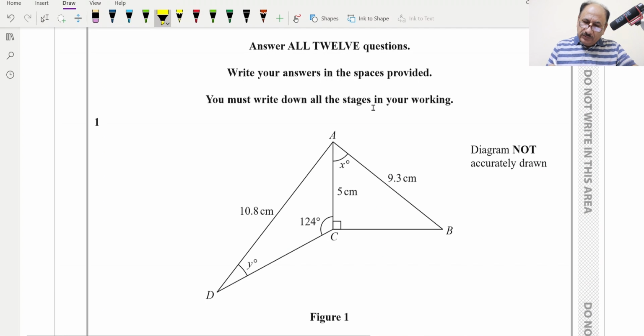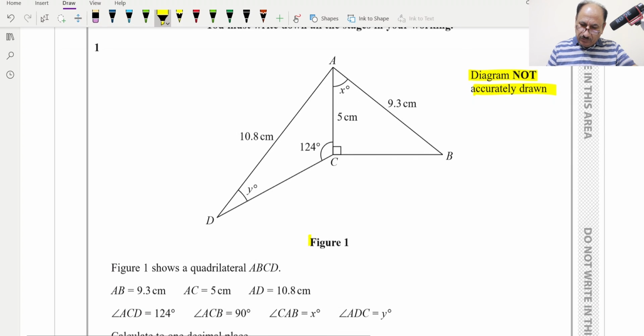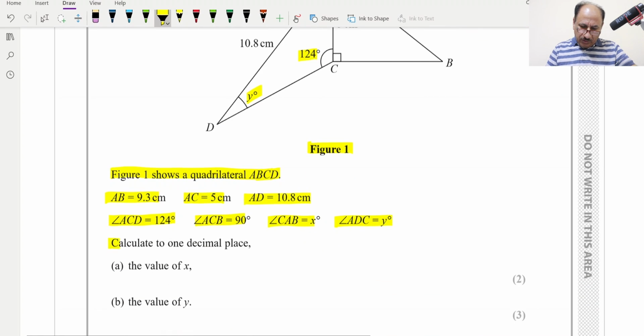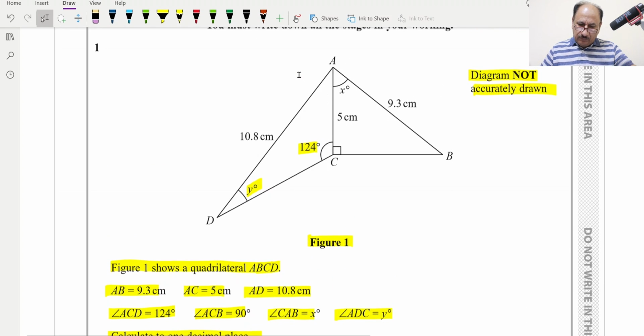Question number 1 has a diagram which is not accurately drawn, and this is figure 1. Figure 1 shows a quadrilateral ABCD. AB is given, AC is given, AD is also given. Angle ACD is 124 degrees and angle ABC is 90 degrees. Angle CAB is x and angle ADC is equal to y. Calculate, to one decimal place, the value of x in part a and the value of y in part b.